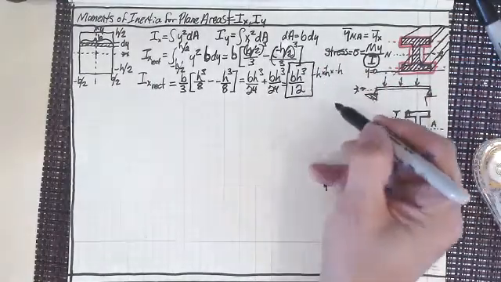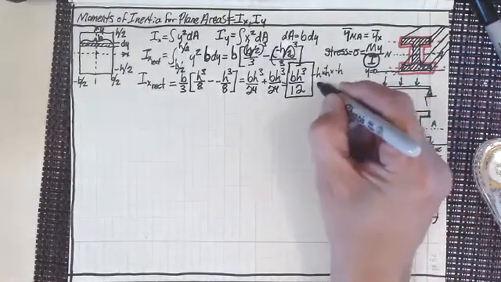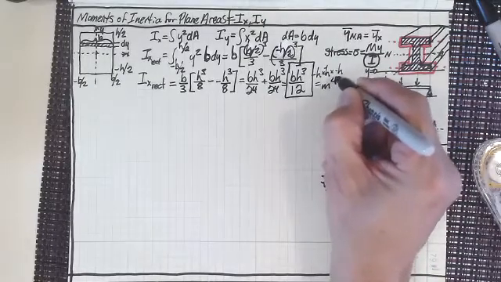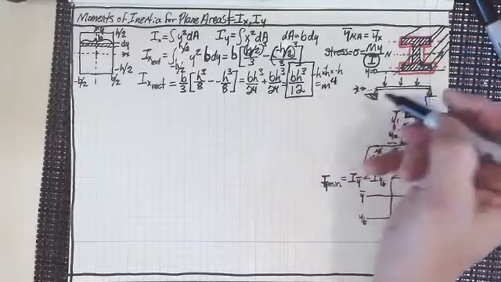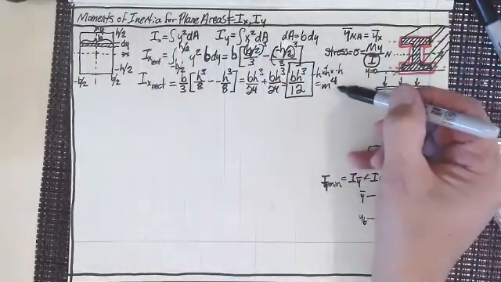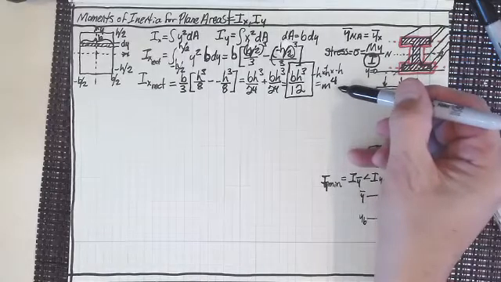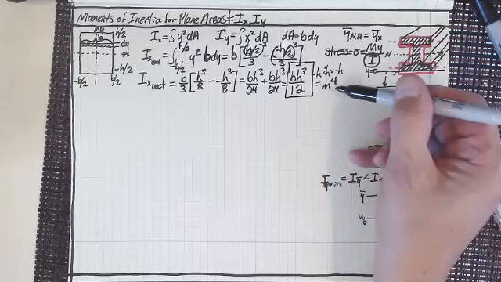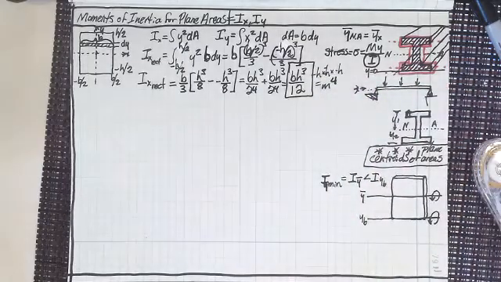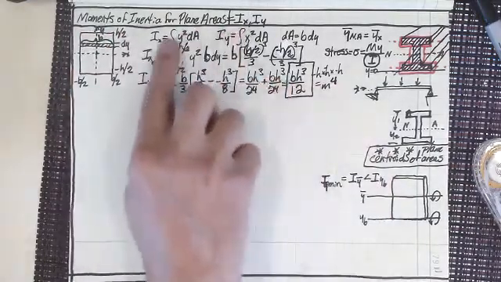So bh cubed over 12, and you can see that the units here are going to be in meters to the 4th. I'm sure that you always wondered what meters to the 4th units would look like. That's right. The moment of inertia for plane areas is meters to the 4th, right? You're always wondering, what's meters to the 4th? Well, this is it. And it tells us a lot, and it helps us out a lot. So that's the moment of inertia for a plane area.